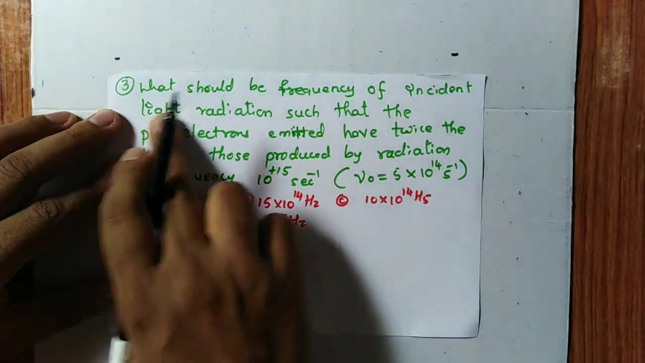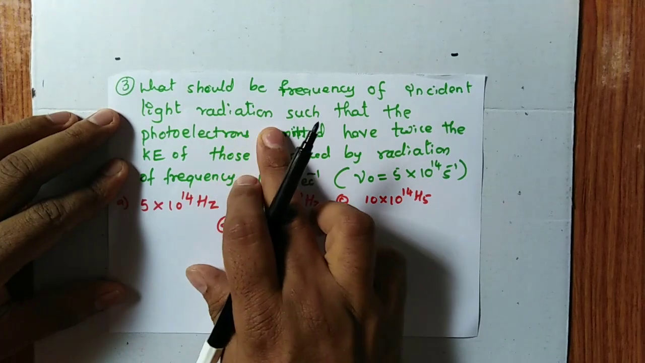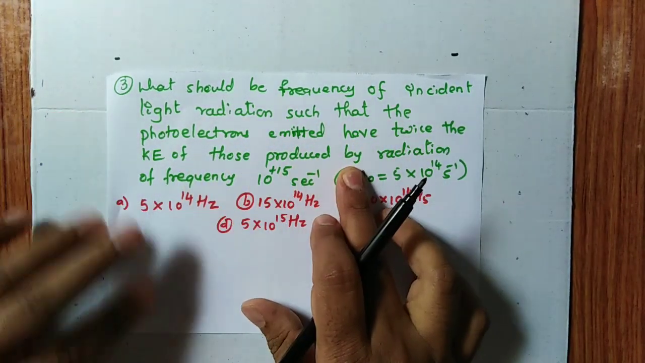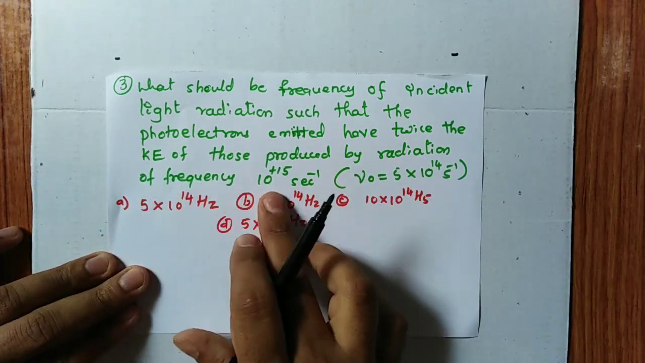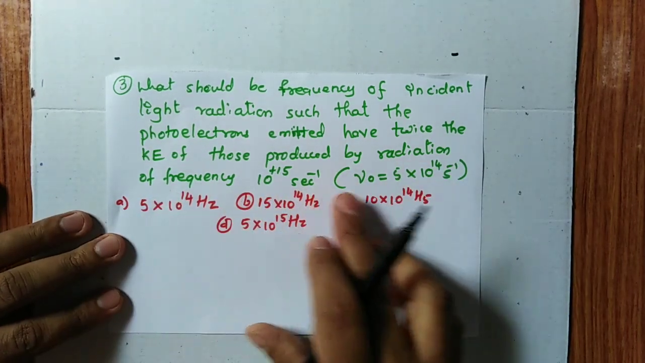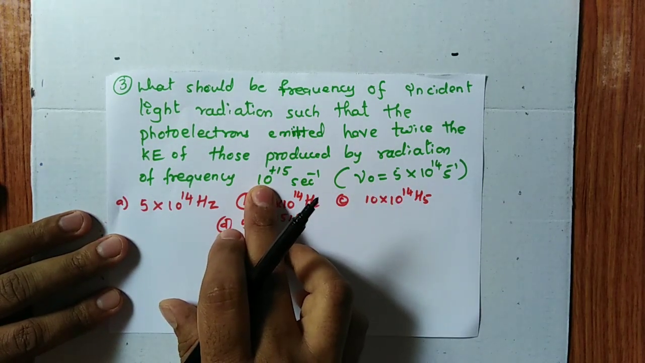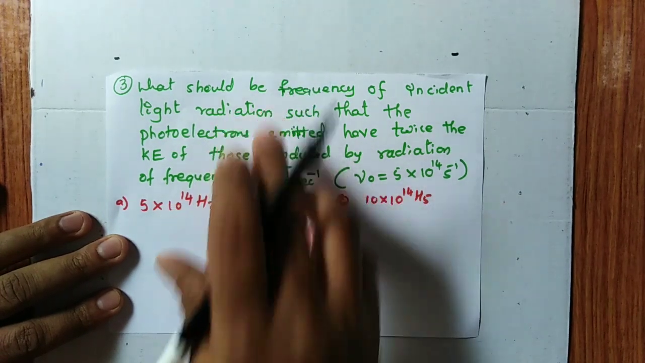Then you see, what should be the frequency of incident light radiation such that the photoelectrons emitted have twice the kinetic energy of those produced by radiation of frequency 10 to the power 15 per second. So what is given? Nu 1 is given. What are they asking? Nu 2.